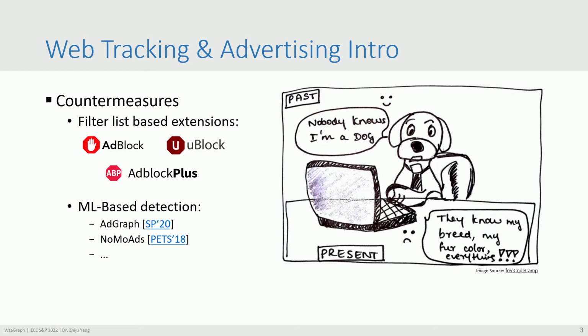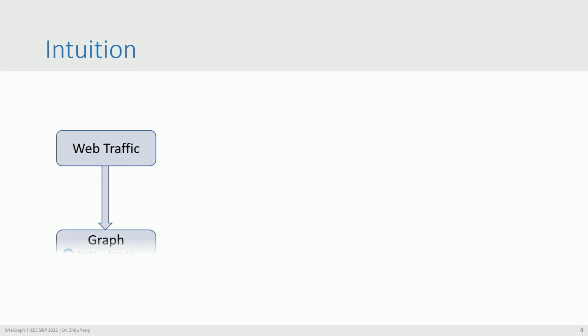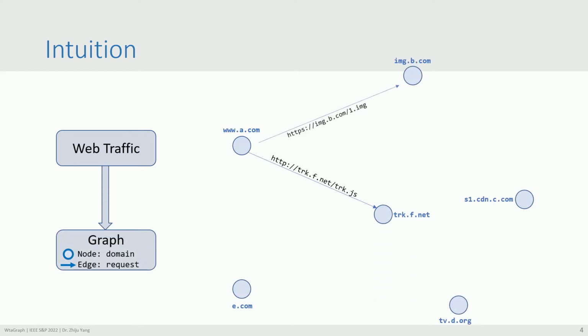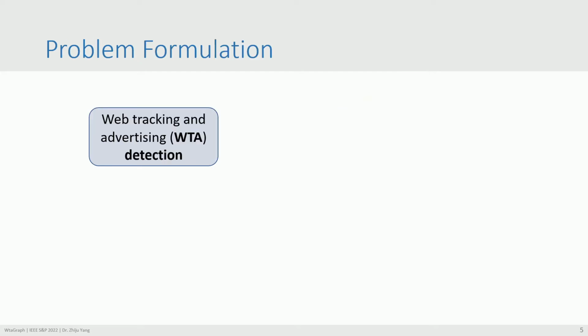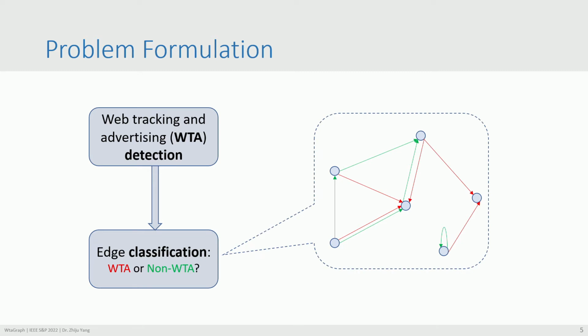Okay? So with this goal, we have a rather straightforward intuition. That is, we can have a graph to represent the web traffic, where we have the nodes representing the domains. And in between those nodes, we have edges representing the HTTP traffic. And with this graph, we can formulate the task of detection as edge classification. So basically, you have a graph over here, and you have two types of edges, the green one and the red one. Either it is tracking or non-tracking. It's a binary classification.